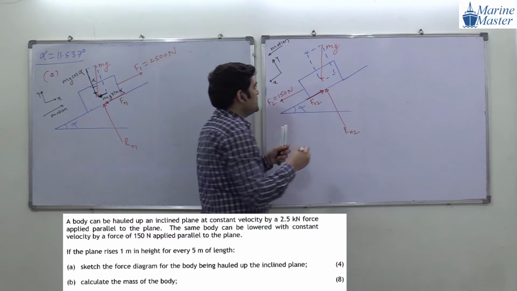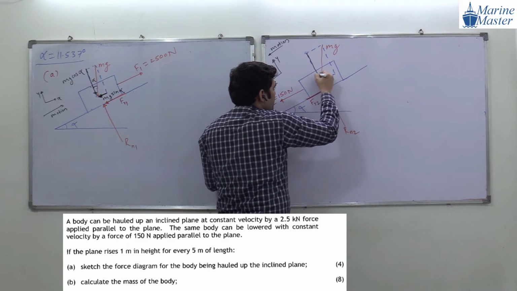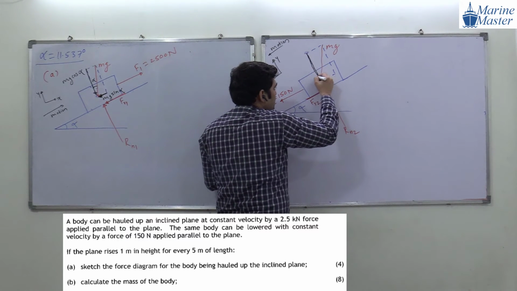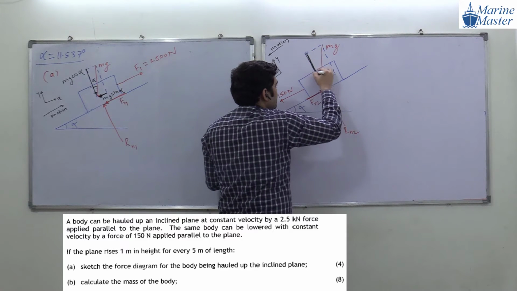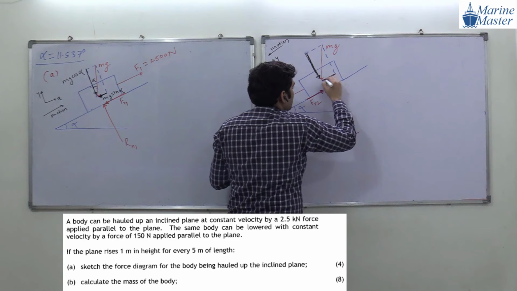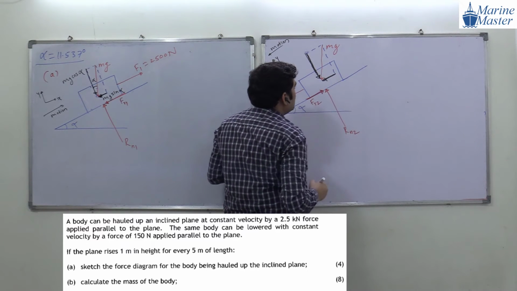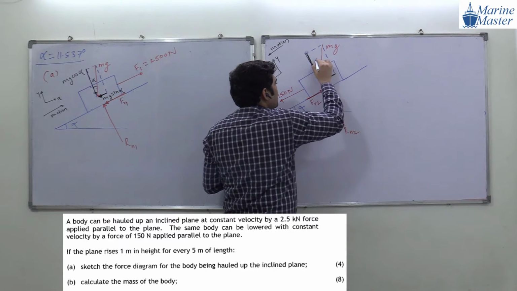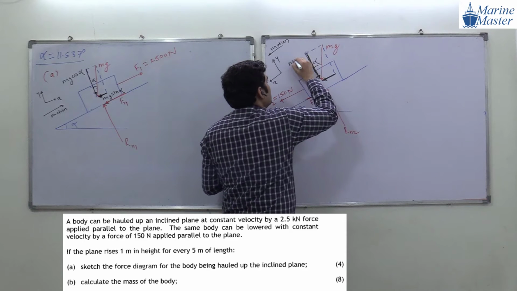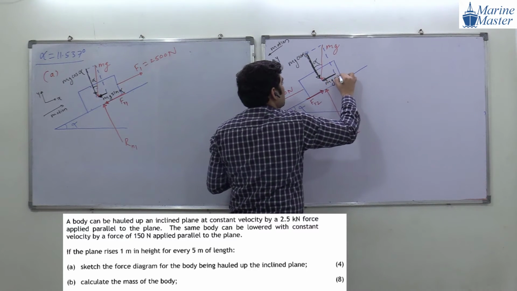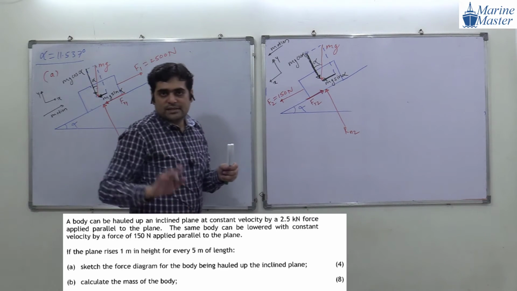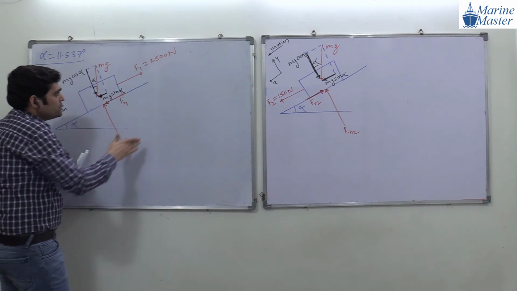So what will be the scenario here? This will be one component perpendicular to the plane. This will be another component parallel to the plane. This angle will be what, guys? Alpha. So this is mg cos alpha, and this is mg sin alpha. Now try to see the scenario here.